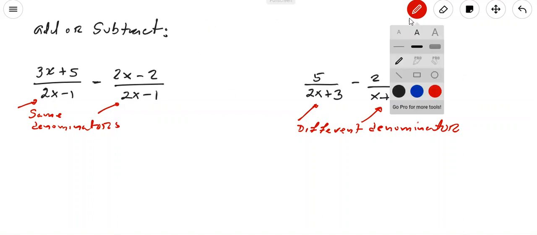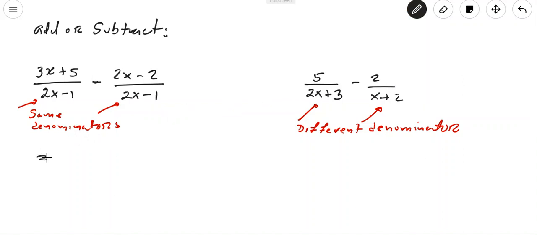Well, when we define that the expressions have the same denominator, we say, okay, if my denominator in both expressions is 2x minus 1, 2x minus 1 is a common denominator. So what I have to do is to subtract my numerators. Which are my numerators? My first numerator is 3x plus 5 minus my second numerator, 2x minus 2. So I am subtracting my second numerator from my first numerator.